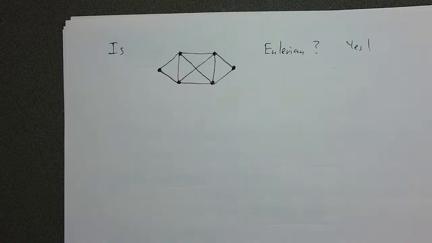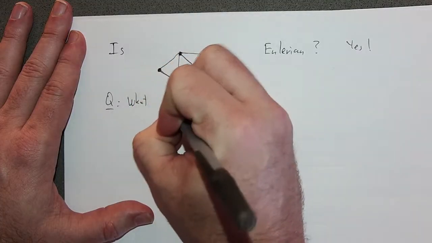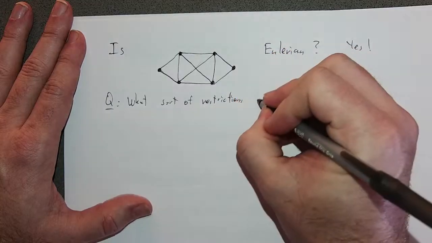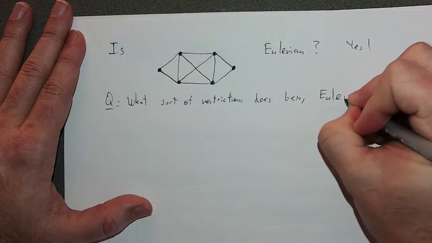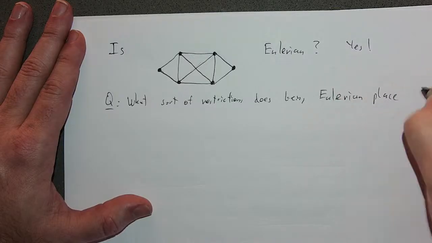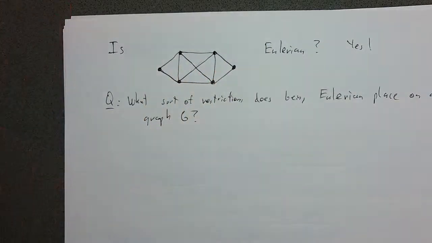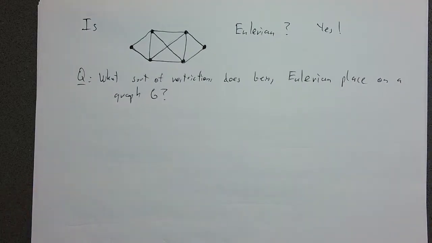But the question is, what sort of restrictions does being Eulerian place on a graph? So question: what sort of restrictions does being Eulerian place on a graph G? This may not be immediately clear why this is.